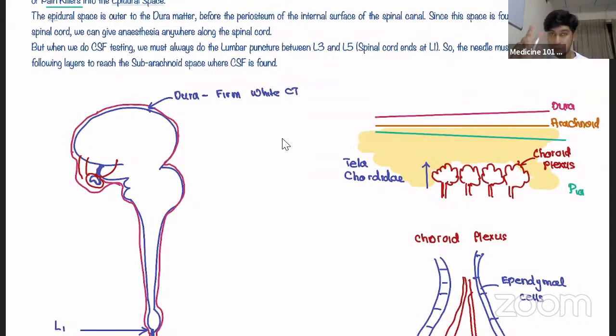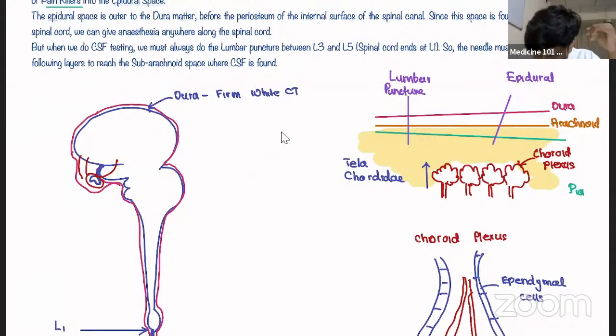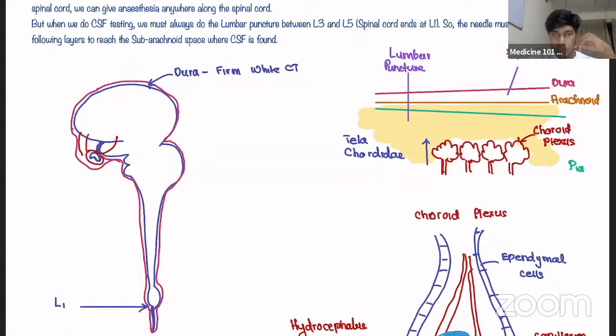We do two tests. We do two things with this CSF, okay? One of them is called a lumbar puncture. The other one is called an epidural, where you give painkillers, anesthesia, epidurals. Okay? So, I did this wrong. The epidural has to come just over here. Guys, unmute and talk. What is the function of a lumbar puncture? Why do people do a lumbar puncture?